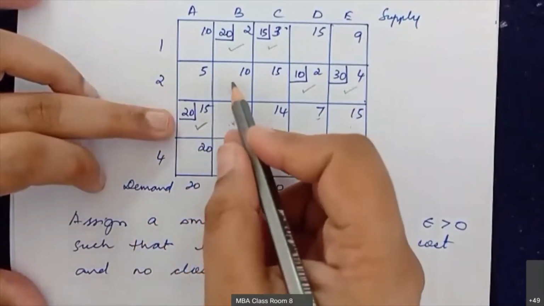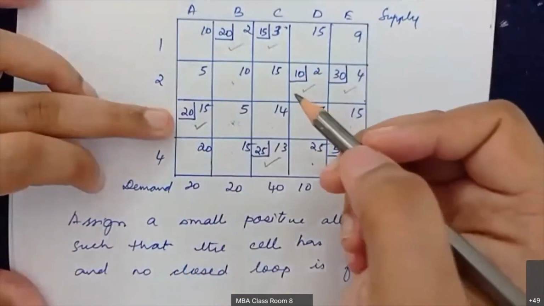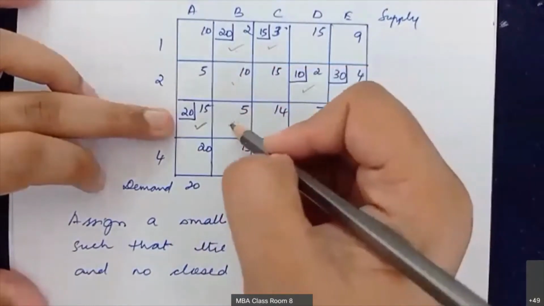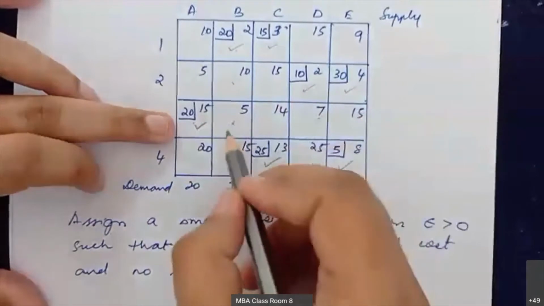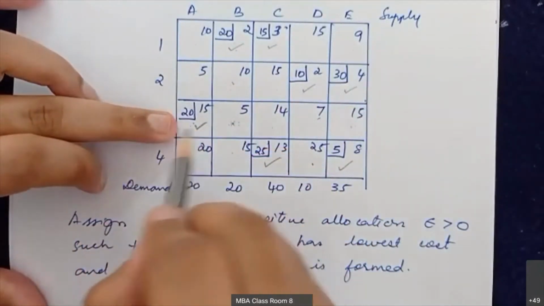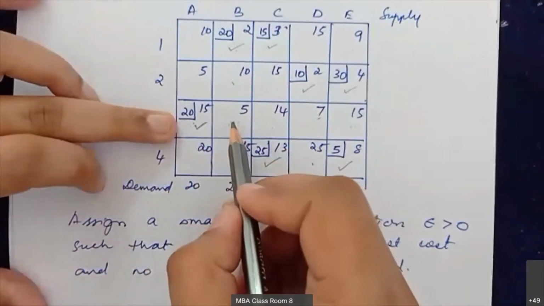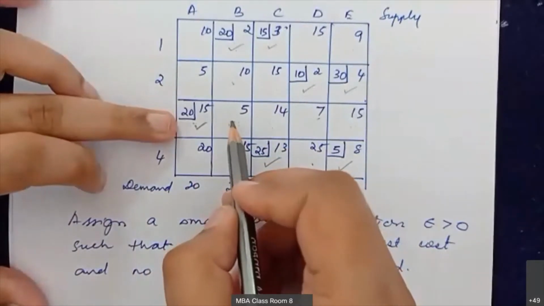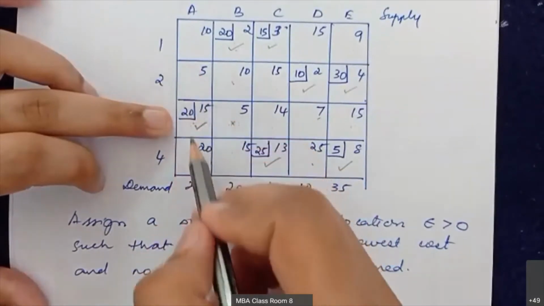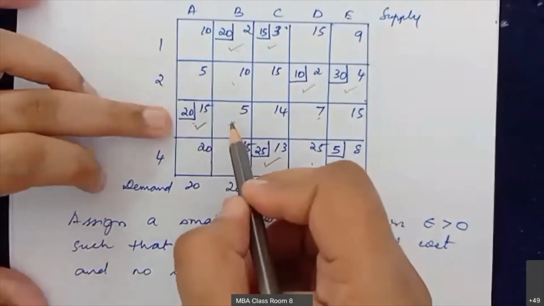Can I go to this cell? No, but can I go to the cell over here? I can. So I have two routes: either from this cell I can go to this cell, or I can go to this one. Suppose I went to this cell. Can I go anywhere else? All the corners of the closed loop should be allocated cells. Suppose I went from this point, which is my least cost cell. If I took this path here, can I go to any other cells? I cannot go to any other cells, so I'm not taking that path, but I'm going to take this path.